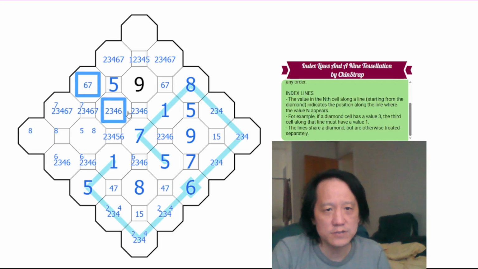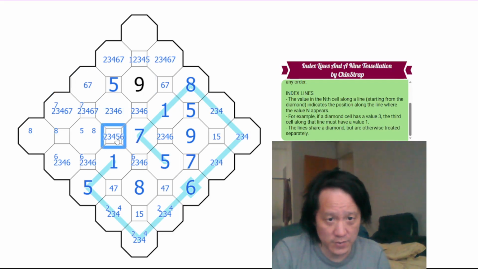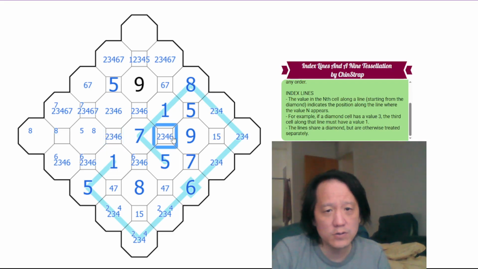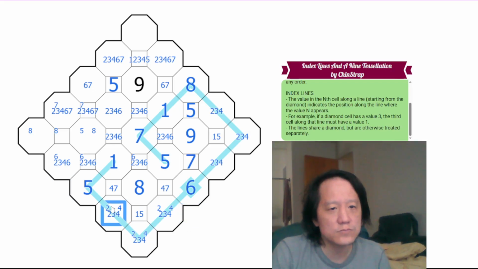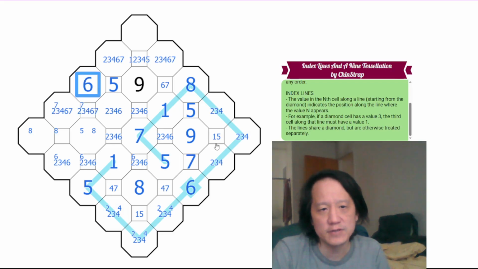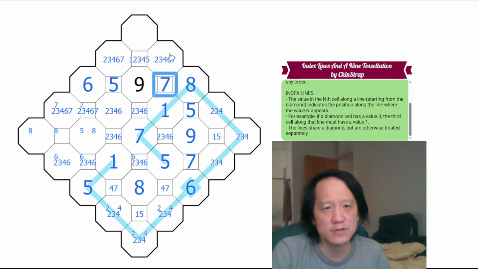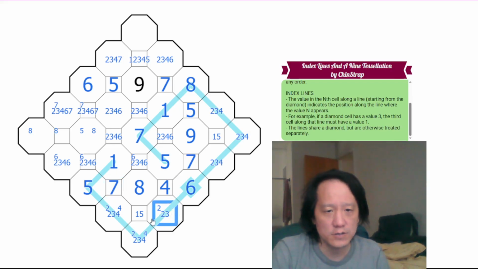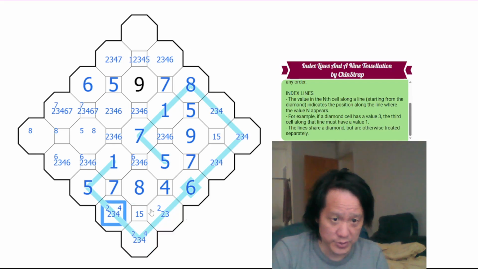This is 6 or 7. 5 cannot be here. 7 has to be one of these two, so this can't be 7. That's 6, which makes that 7. So this can no longer be 6. This can no longer be 7. This can't be 7, so it's 4, which makes that 7. This can't be 4. So 2 has to be in the second or third position, so this can't be 2. It's 3 or 4.